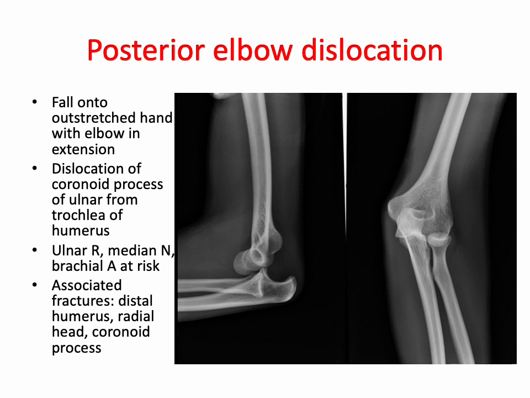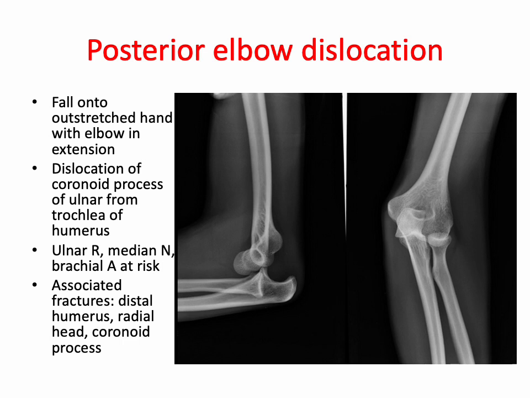Here we've got a posterior elbow dislocation where the radial head and olecranon of the ulna are displaced posteriorly to the distal humerus. This can be as a result of a fall onto the outstretched hand while the elbow is in extension.